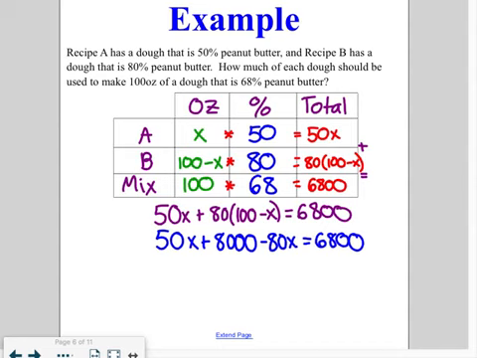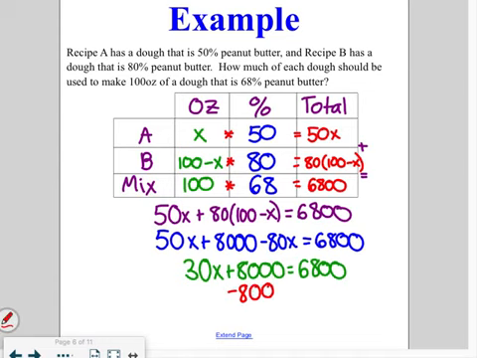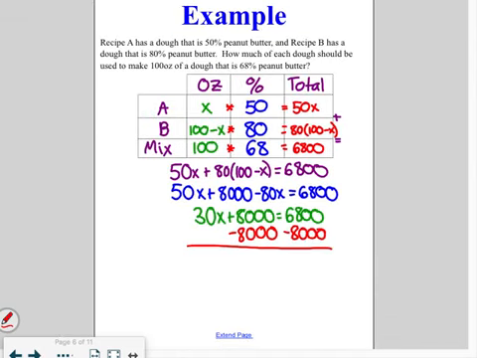Since both of our x's are on the same side, we just need to combine our like terms. So I have 50 x's and I am taking away 80 of them. So I have 30x plus 8,000 is equal to 6,800. Subtracting 8,000 from both sides of the equation, I end up with 30x is equal to negative 1,200.